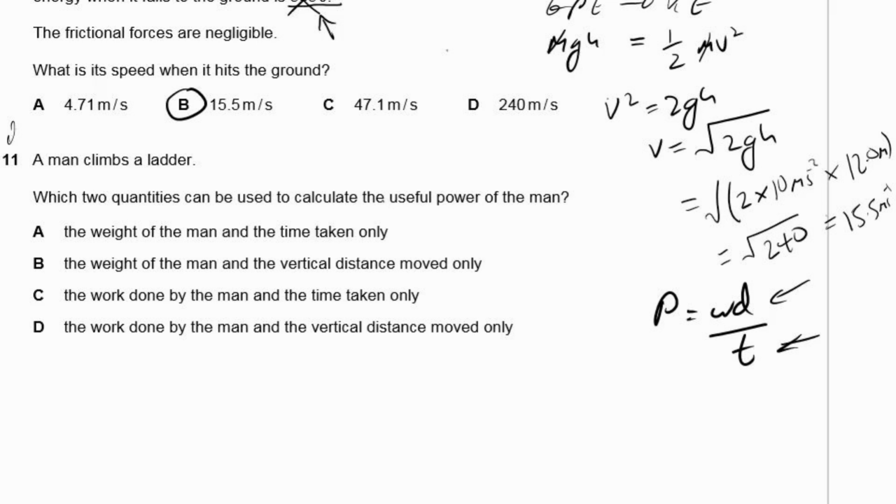So the weight of the man and the time taken, well, that tells us the weight. It doesn't tell us how high up he's gone. So we don't know what his work done is. We don't know what his change in gravitational potential energy actually is. So no, it's not enough. The weight of the man and the vertical distance moved only, well, that gives the work done, but no time. C, the work done by the man and time taken only, that would do the job nicely. And D, the work done by the man and vertical distance only, well, we don't know his weight, so we can't calculate the work done. The answer is option C.